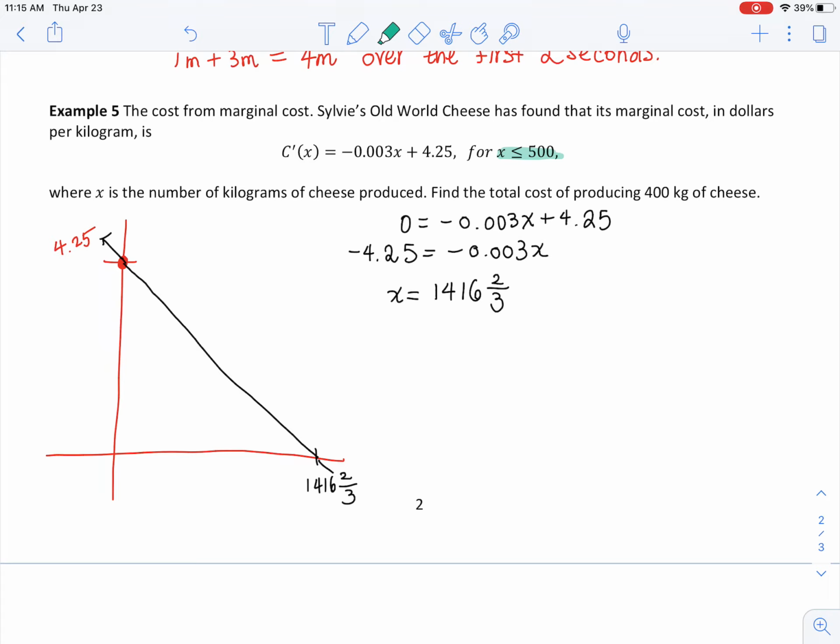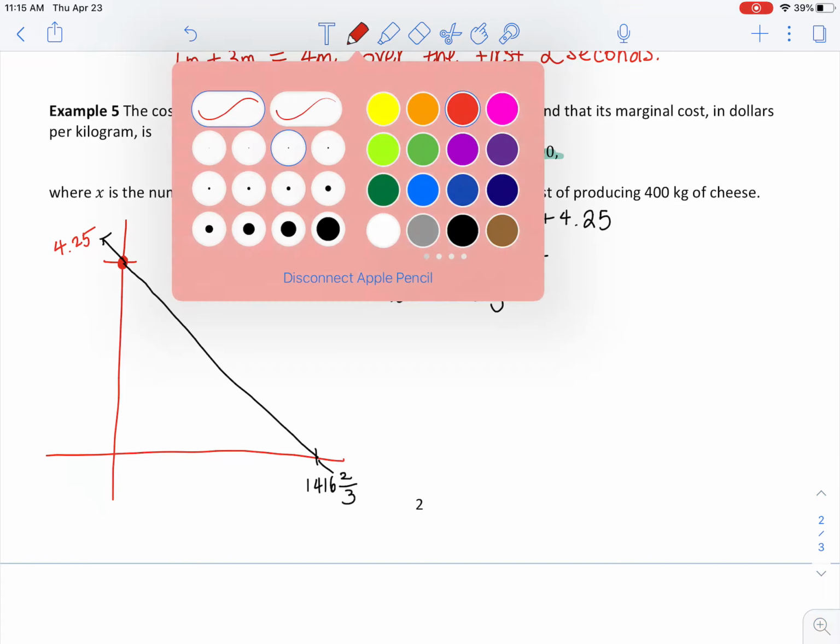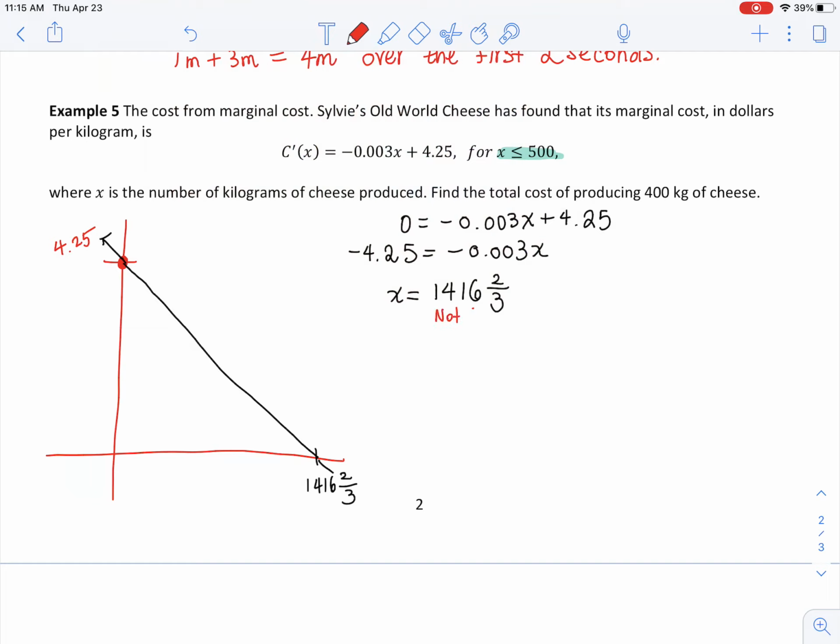But then here's the thing though. Remember the domain of this function? They said this function really just works for x values, the number of kilograms of cheese, less than 500. And that 1,416 is way out of my domain. So I wanted to have a graph, but this point is not really on this graph. As you see, this x value is not in the domain. So I may just mark that, oh, not in the domain.